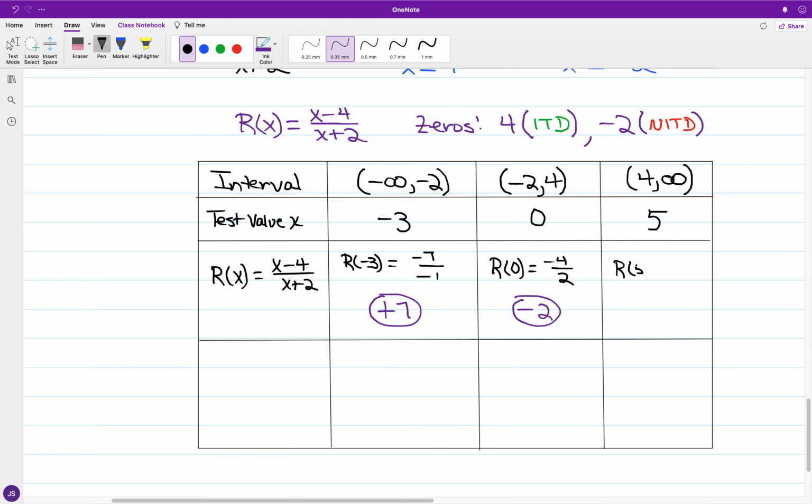And in the case of r of 5, 5 minus 4 is 1, and 5 plus 2 is 7, so this is going to be a small positive fraction, 1 over 7, already in simplest form.